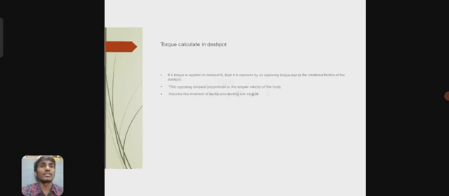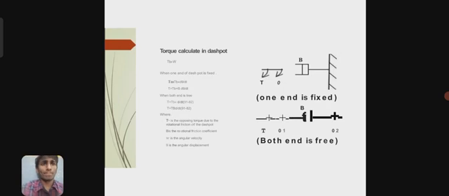So, torque calculation in a dashpot. If a torque is applied on the dashpot, then it is opposed by an opposing torque due to the rotational friction of the dashpot. This opposing torque is proportional to the angular velocity of the body, and assume the moment of inertia and elasticity are negligible. So calculating the torque in the dashpot, let dθ/dt equal ω.